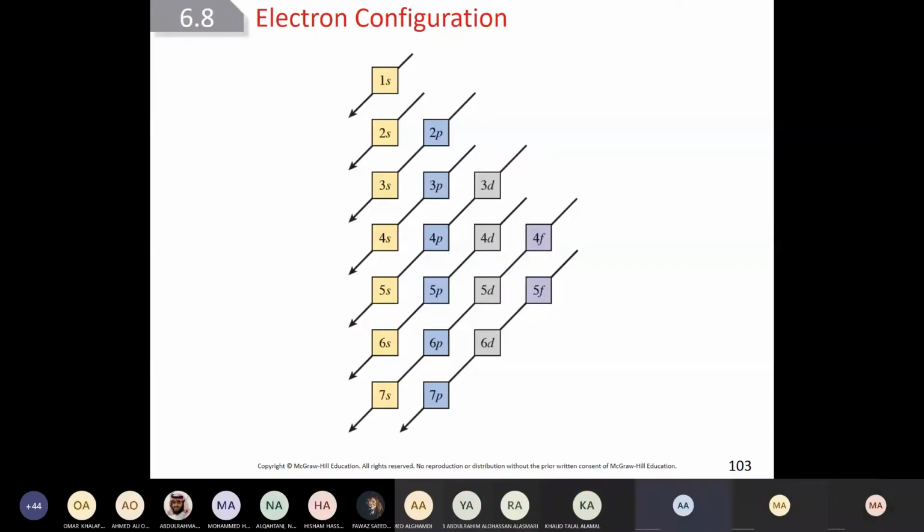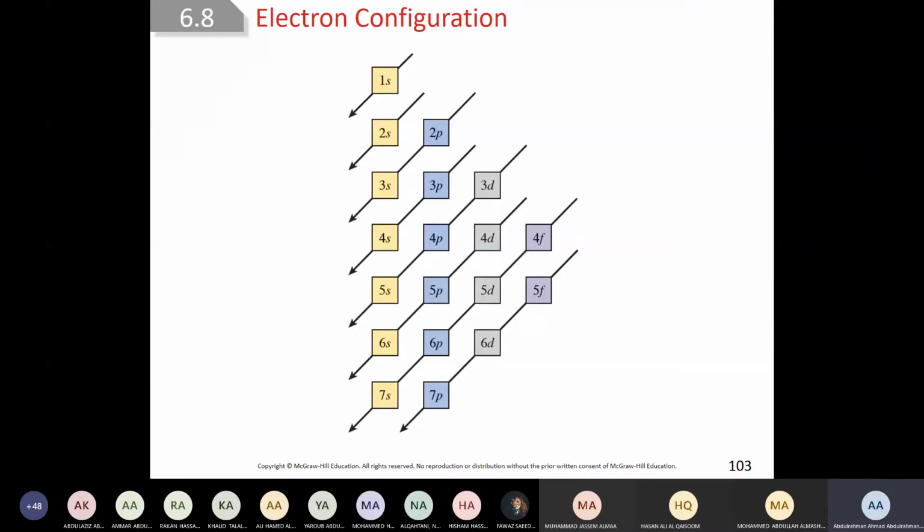Configuration for atoms. All right, very good. So we can write it this way. I want you, by the way, did you sit down and memorize how the structure is done?